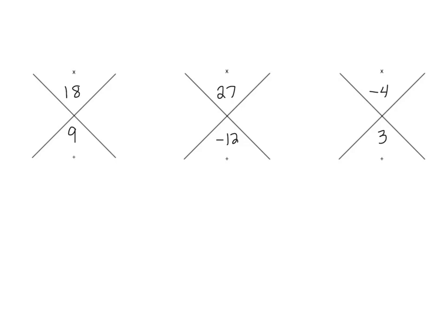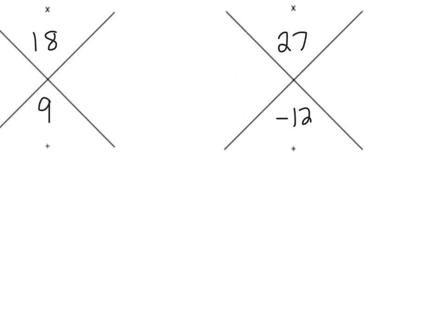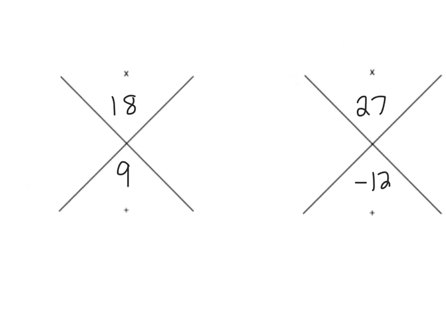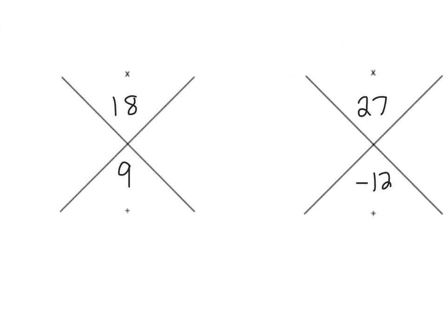The way that these puzzles work is we're looking for a set of numbers that when we multiply, that's why the little X is up here, when we multiply the 2 numbers together, so the 2 numbers are going to go here, they're going to equal 18. And when we add those same 2 numbers together, that's what the plus is for, they're going to equal 9.